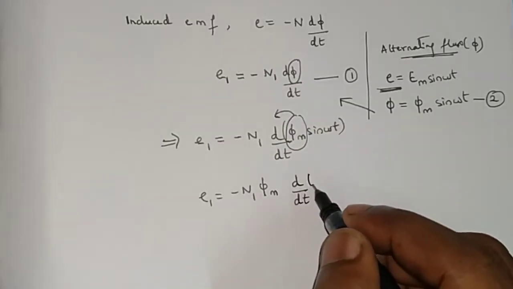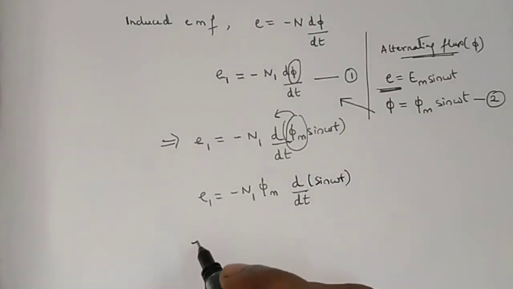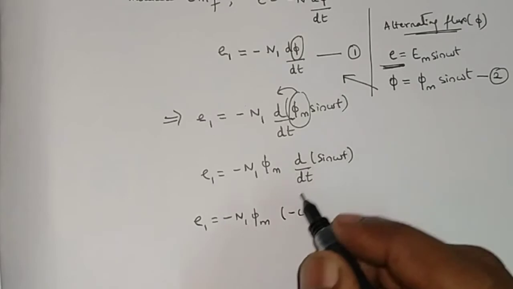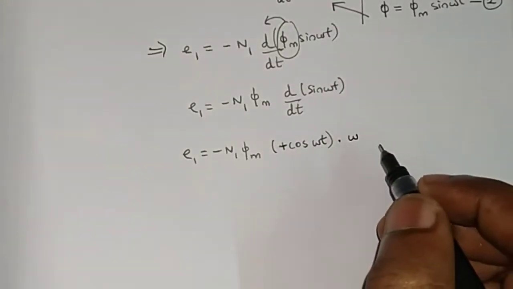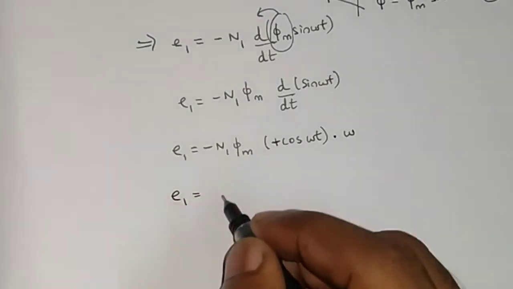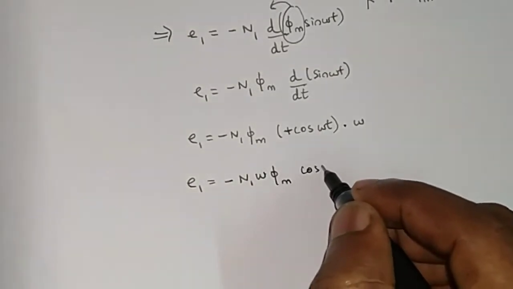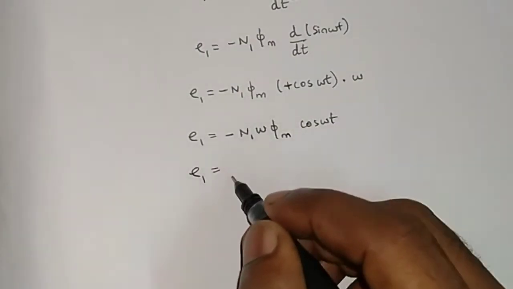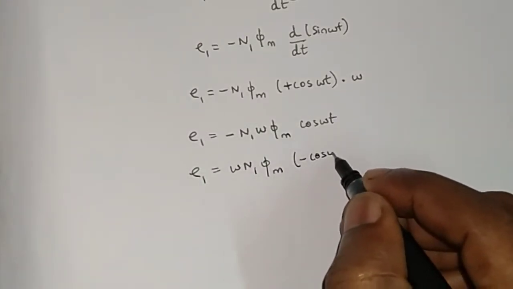Now we differentiate sin omega t. E1 is equal to minus N1 phi m, and the differentiation of sin omega t is cos omega t into omega. Writing the omega term here, I get minus N1 omega phi m cos omega t. Now I will write this negative sign together with cos, so E1 is equal to omega N1 phi m times minus cos omega t.